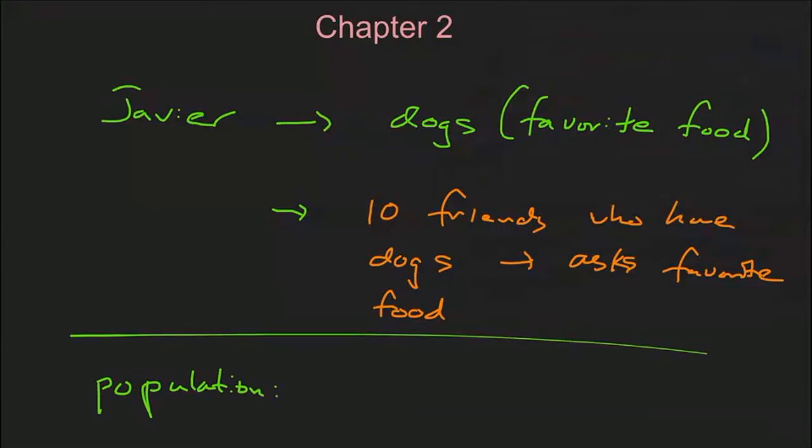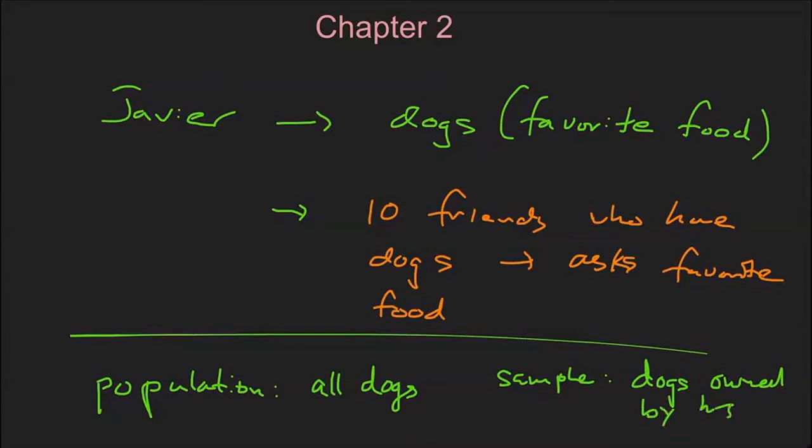Here, population would be all dogs. He wants to know the favorite food of dogs. So he's interested in knowing about all dogs. Sample. He gathers information from dogs owned by his 10 friends, something like that. So population, who do we want to know about? Sample, who do we actually collect information on?